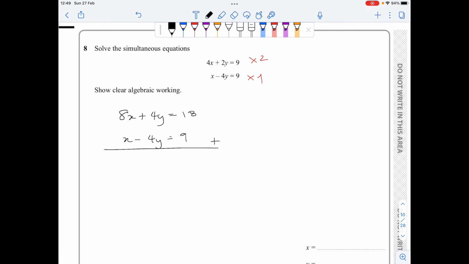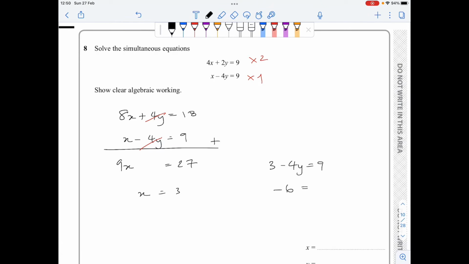And I will add the two equations. I've got 9x, the 4y's cancel out, is equal to 27. So x is equal to 3. And if I substitute this in any equation, I'm going to substitute in the second one, I will get 3 minus 4y is equal to 9.